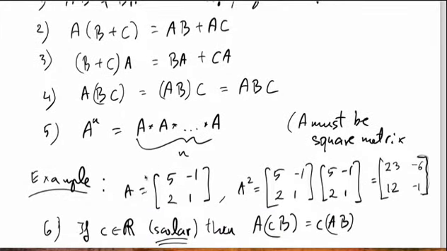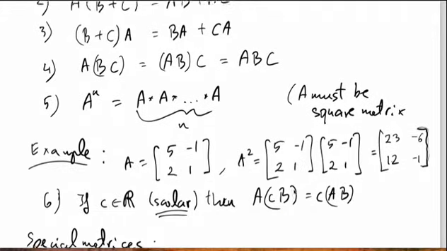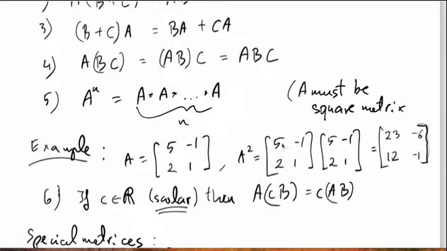For example, if you have a 2 by 2 matrix, 5 minus 1, 2, 1, then A squared is the matrix multiplied by itself. So 5 minus 1, 2, 1 multiplied by 5 minus 1, 2, 1. And we have to do the regular matrix multiplication, which is not a short process. So we have the first row, first column, 25 minus 2, 23. First row, second column, minus 5, minus 1, that's minus 6. Second row, first column, 10, 2, 12. Second row, second column, minus 2, 1, minus 1.